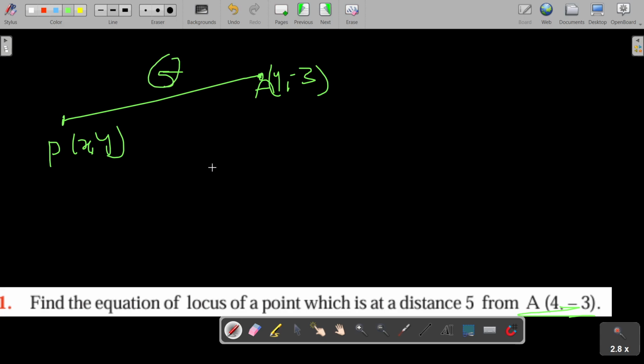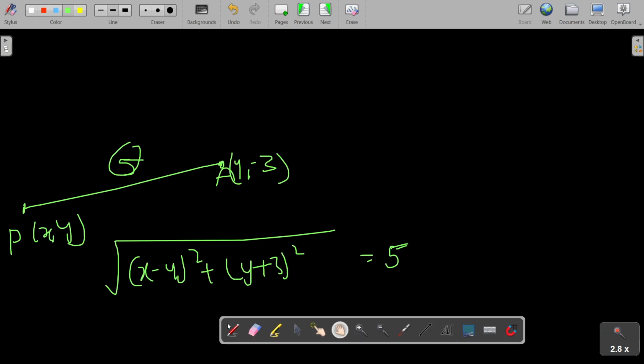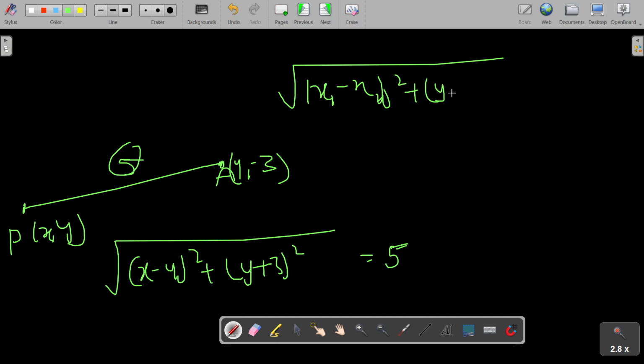So we can write the equation as x minus 4 whole square plus y plus 3 whole square is equal to 5, by using the distance formula, which for 2 points is x1 minus x2 whole square plus y1 minus y2 whole square, which is the PA distance. So here the PA distance is 5 and x1 is x, x2 is 4, so x minus 4, and y1 is y and y2 is negative 3, so negative into negative is plus.